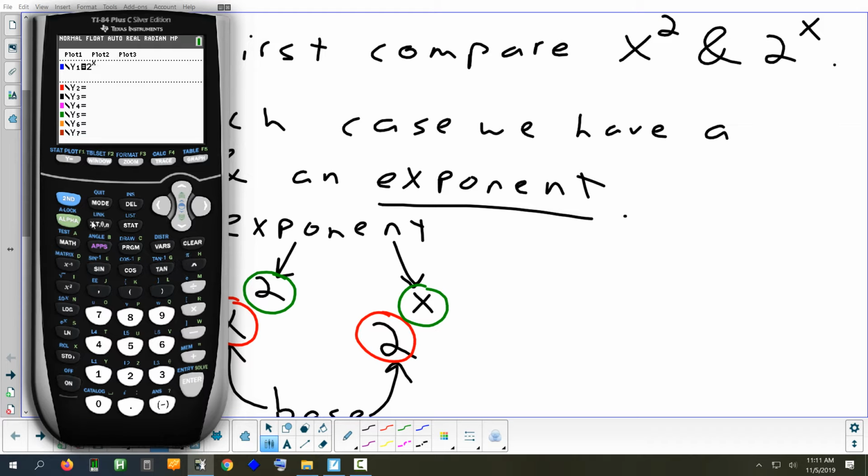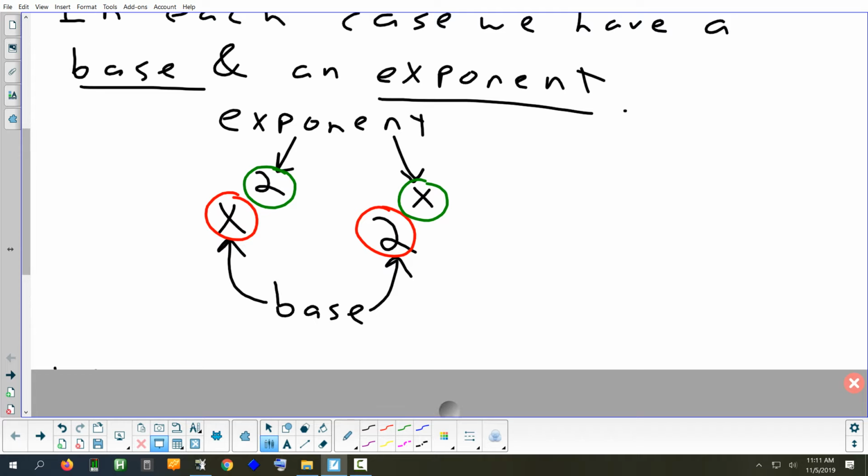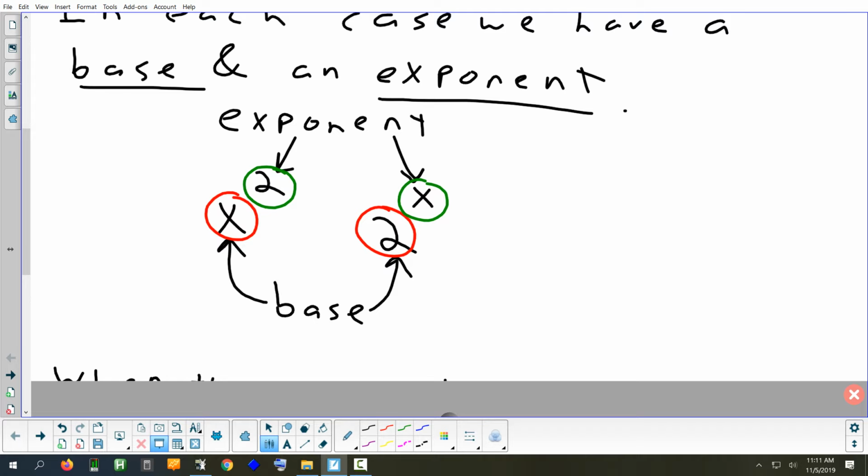Let's take a look at what it looks like. It starts out kind of flat. And then all of a sudden, after the number 1, is when it really starts to curve up. The bigger the base on an exponential, the faster it curves up.